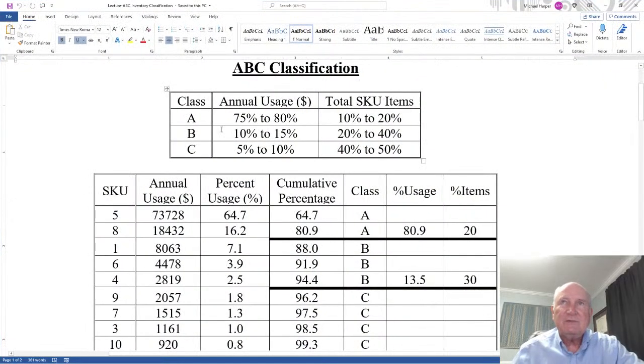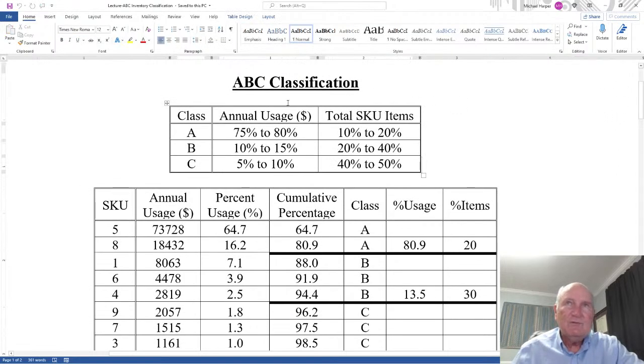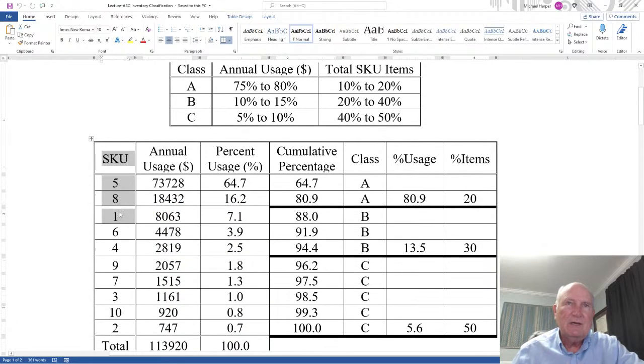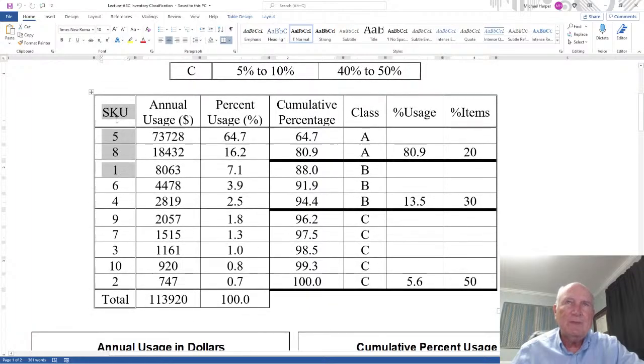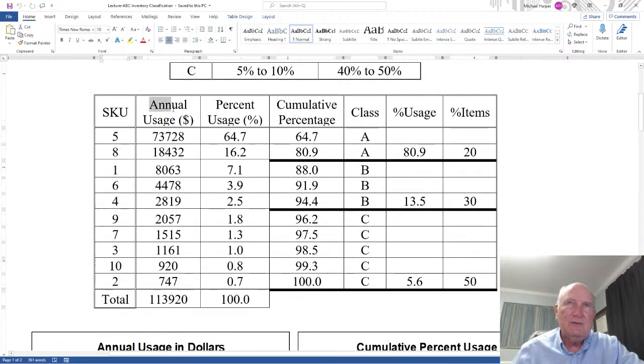Now in inventory classification, you have some definitions. First of all, you have the SKU items here, and a SKU stands for stock keeping unit. A stock keeping unit is like a barcode when you sell something. It's a unique identifier to the item within the inventory. Then you'll have annual usage, and this is in dollars.